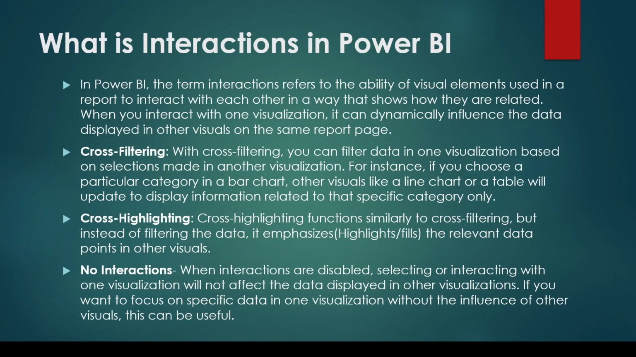Now no interaction could also be one option, where you switch off interaction between two visuals and they are not interacting with each other. So let's say you don't want to apply a slicer value to a set of visuals, or you don't want one visual to filter another visual, you can switch off the interaction between these two visuals. So these are the three ways you can control the interaction between the various elements of Power BI. So let's go ahead on Power BI and check how we can achieve this.